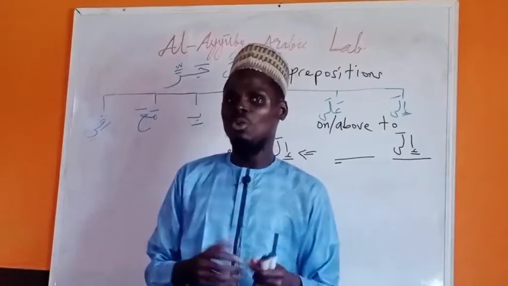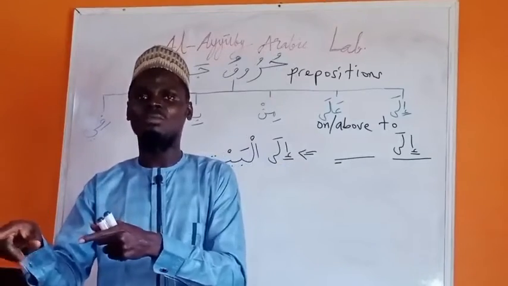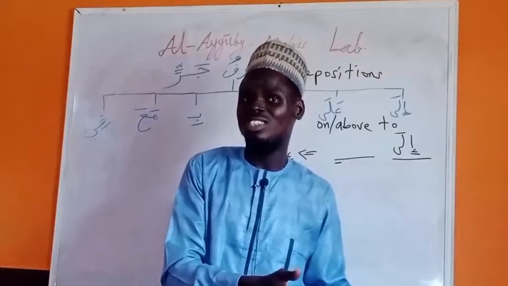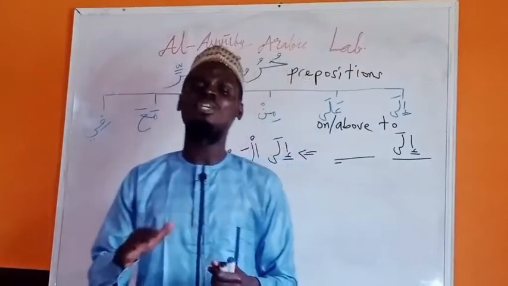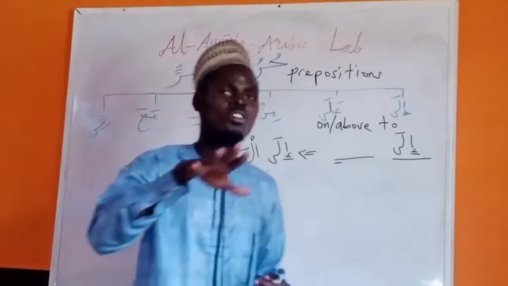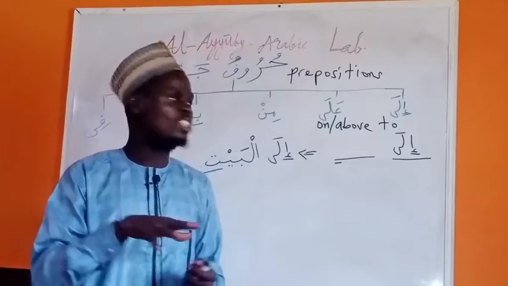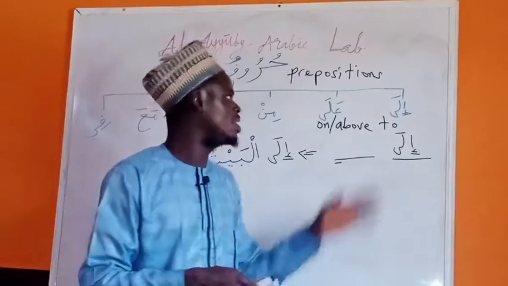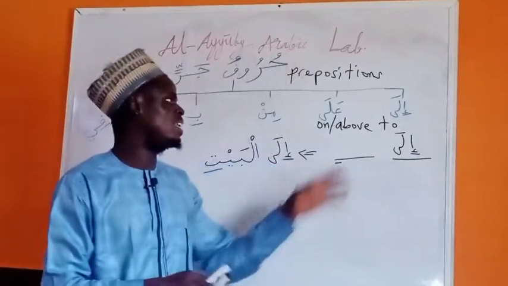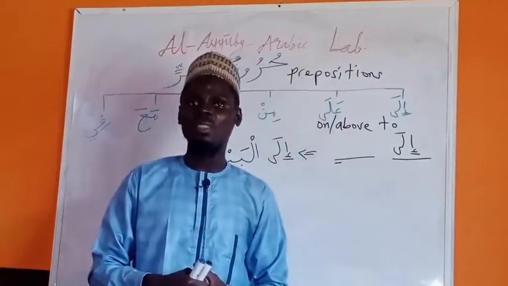Al-Kursi. You want to show the relationship between the book that is placed by Ibrahim and the chair, al-Kursi, the chair. What's the relationship between them? If the book is placed on top of the chair, that means the chair has a surface on which the book is placed. Then you use ala, alal kursiyi. Then the meaning will be on the chair or above the chair.